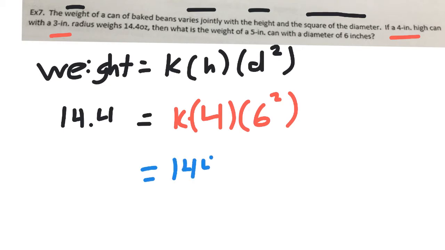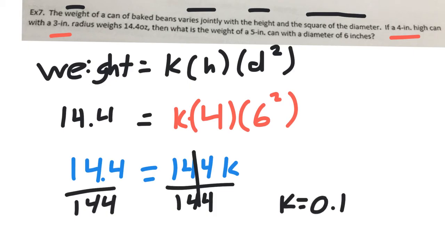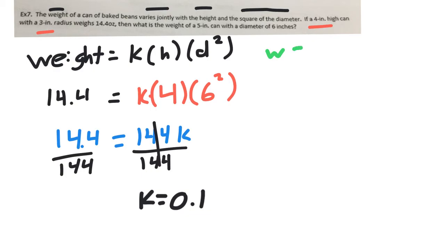144K. Well, that makes a lot more sense. Equals 14.4. I would divide by 144. And so that would tell me K is equal to 0.1. Now I would take that information and plug it in to my original. So now I have weight equals 0.1 times height times diameter squared.